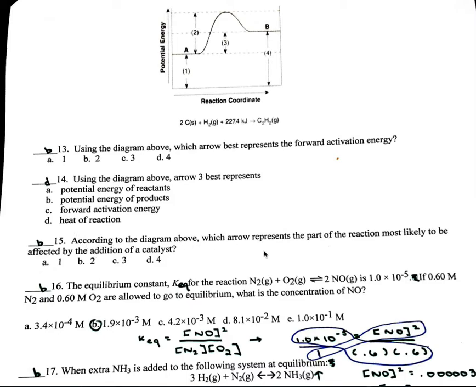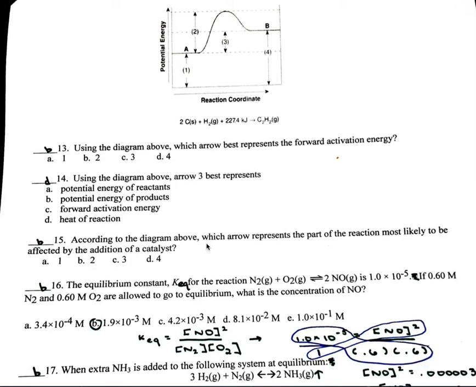According to the diagram above, which arrow represents the part of the reaction most likely to be affected by the catalyst? Remember, that's going to be your activation energy. The catalyst is going to make the activation energy much shorter. Notice it only provides the forward activation energy, not the reverse, so you can't put both as an answer. So 2 would be your answer. If there were a 5 here, that would also be affected by your catalyst.